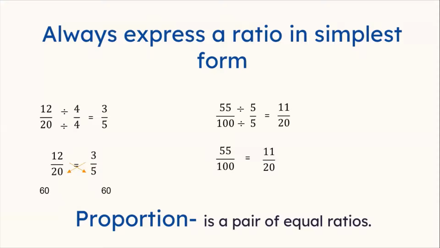How about our second example? 55 over 100 and 11 over 20. Let's do the cross multiplication. 55 times 20 is 1,100. And 11 times 100, the answer is still 1,100. So, as you can see, they are equal. So, they are proportional.